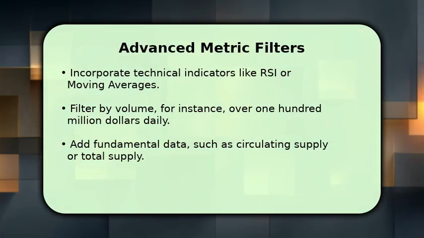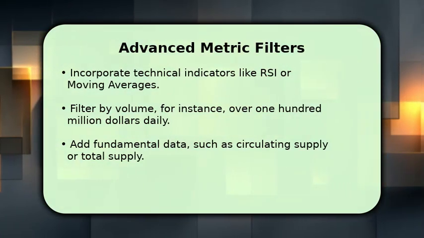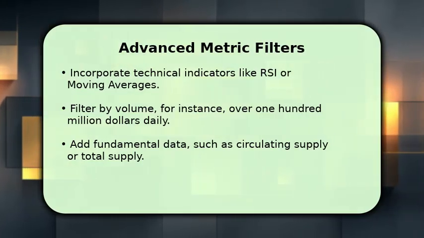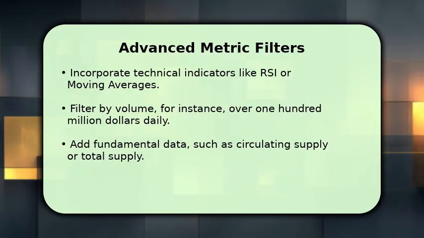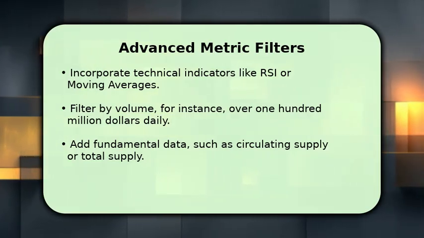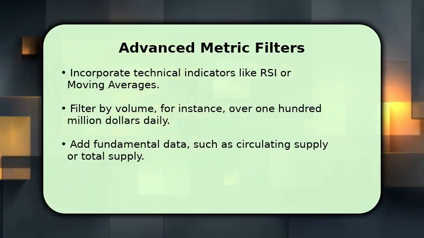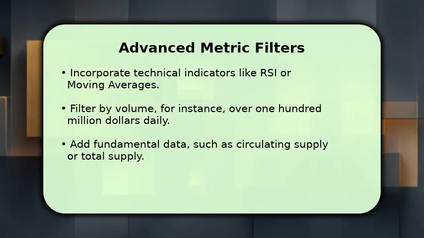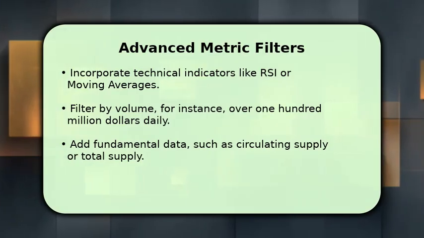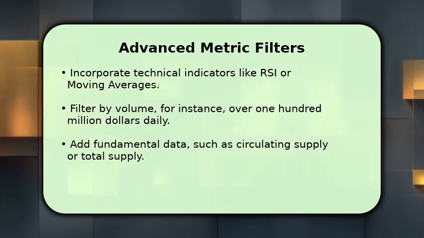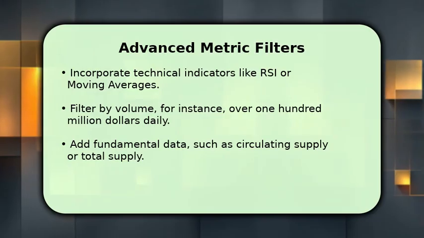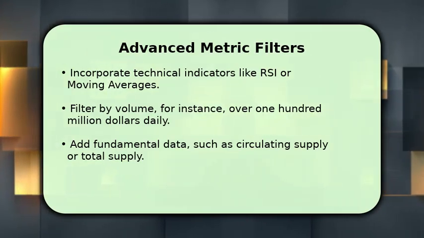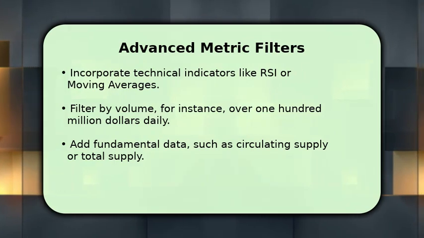To further refine your search, you can add advanced metric filters. Incorporate technical indicators such as the Relative Strength Index, or RSI, or various moving averages to identify specific market conditions. You can also filter by trading volume, perhaps looking for coins with over $100 million in daily volume. Additionally, include fundamental data like circulating supply or total supply for a comprehensive view.